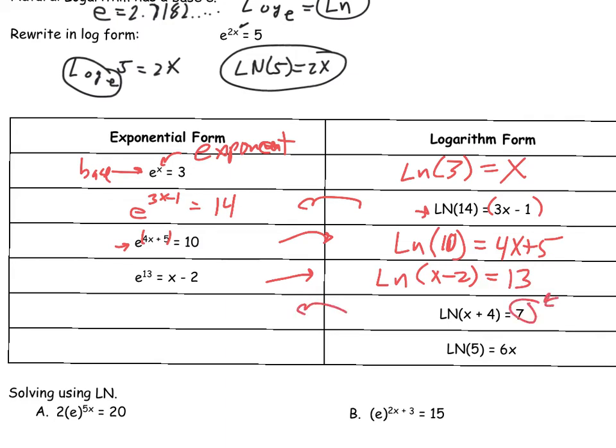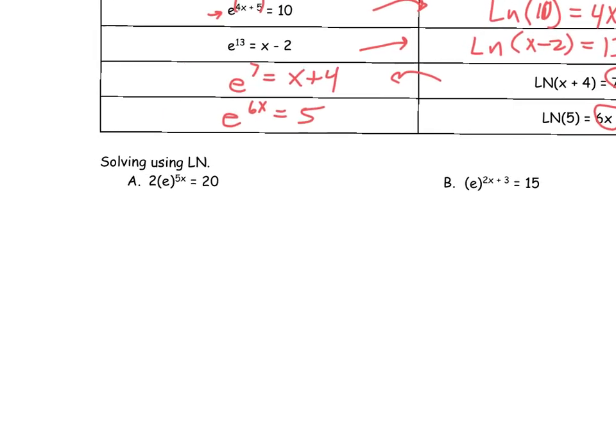Here's my exponent, 7 for this one. It's base e, so e to the 7th equals x plus 4. Here's my exponent, so it's going to be e to the 6x equals 5. So kind of going back and forth there with these natural logarithms and the e, that naturally occurring number, 2.7182. So we're going to solve this equation using natural logarithms.